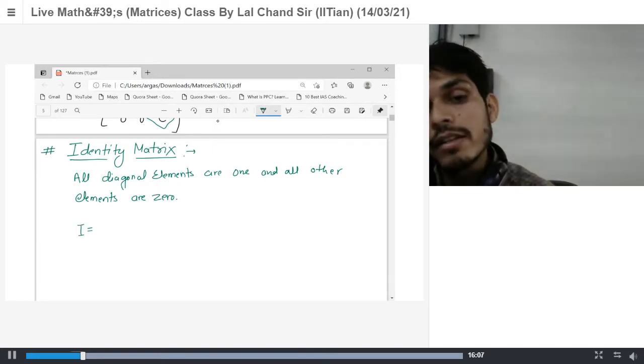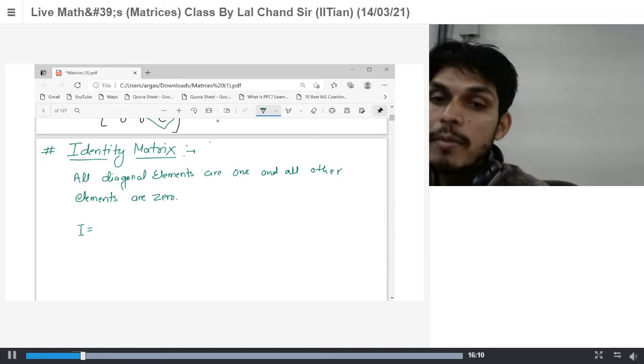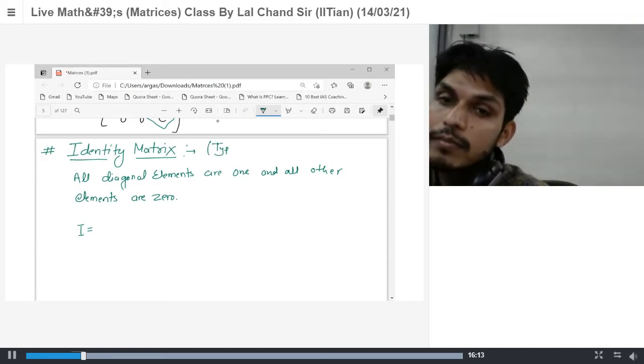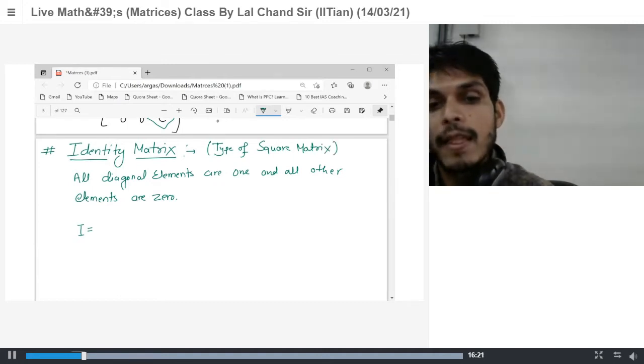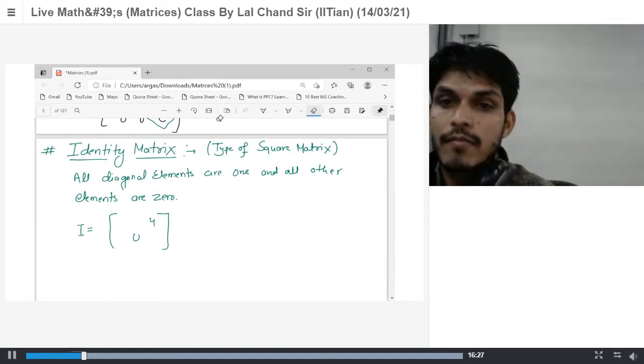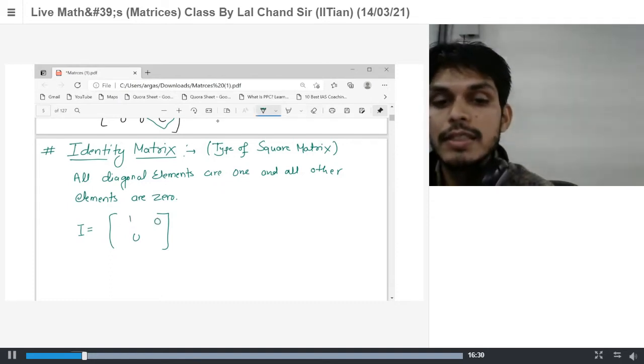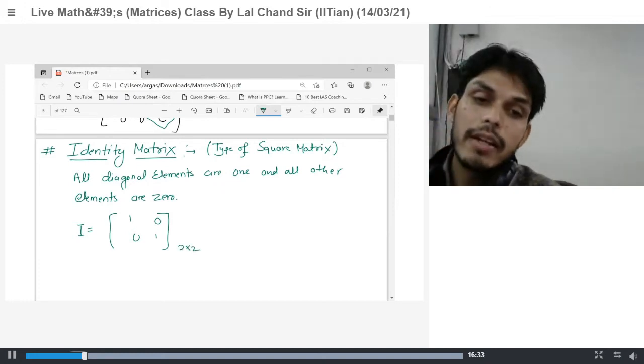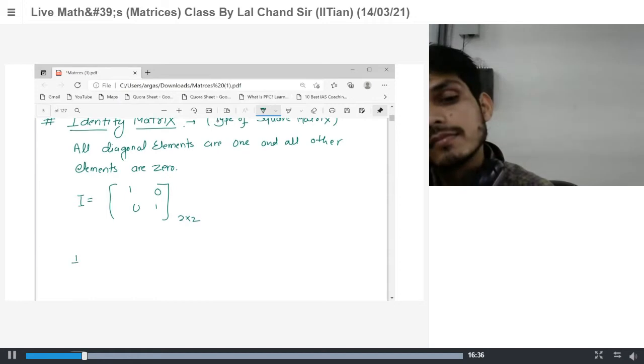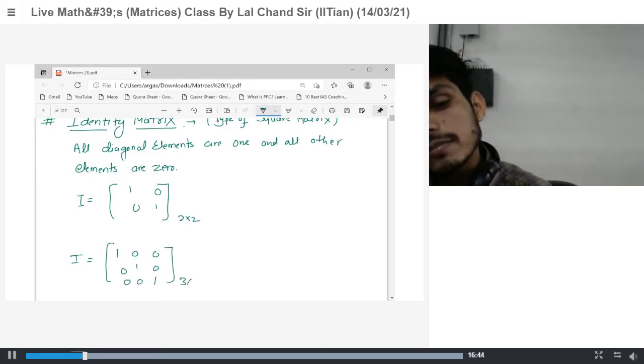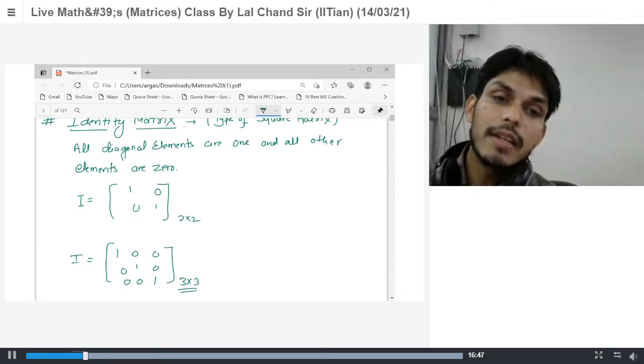If you would like to write 2 cross 2, this is also a type of square matrix: 1, 0, 0, 1. This is the 2 cross 2 identity matrix. If you would like to write 3 cross 3: 1, 0, 0, 0, 1, 0, 0, 0, 1. This is the 3 cross 3 identity matrix. Next is scalar matrix.